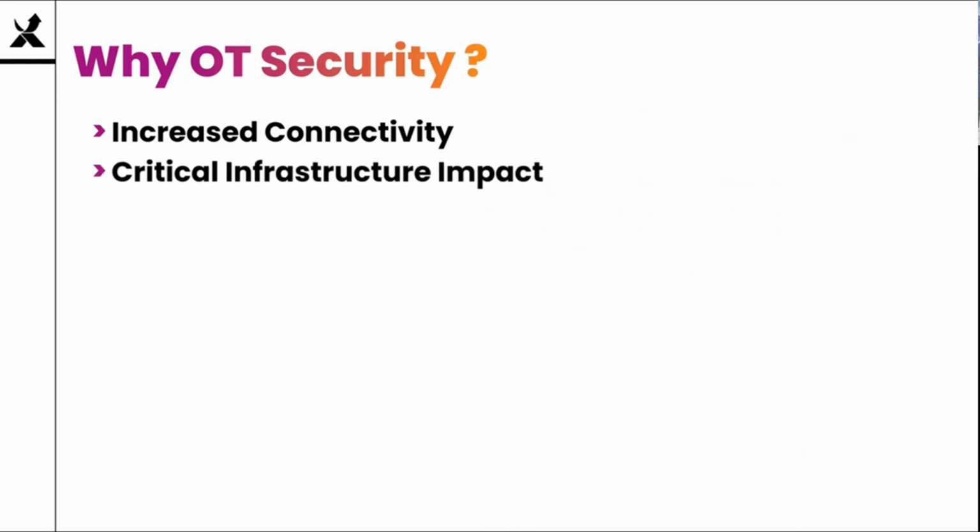OT systems control and monitor essential infrastructures like power plants, water treatment facilities, and manufacturing plants. A security breach in these systems can lead to dire consequences, including service disruptions, safety hazards, and significant economic losses. Thus, securing OT is vital for national security and public safety.